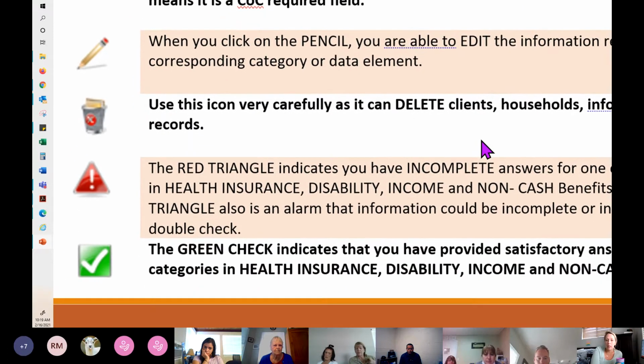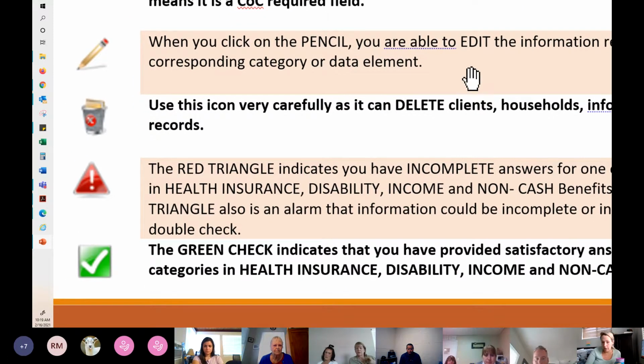Your pencil, this allows you to edit information. Your garbage can, this will delete information. We want to use our garbage can very, very carefully because once you delete something, it is gone forever. You cannot get it back. So please be very mindful of using the garbage can. There is no recycle bin in HMIS. Once something is deleted, it is gone and we have to recreate everything.